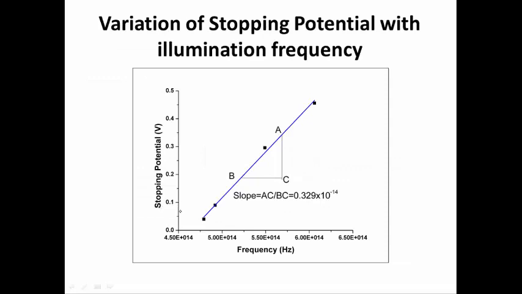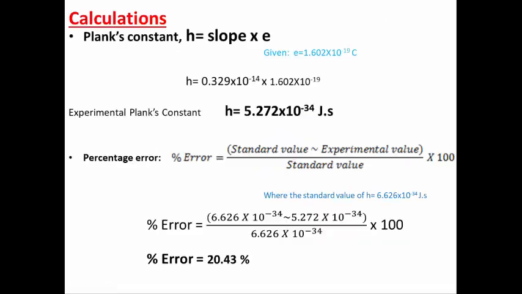If we plot the stopping potential as a function of frequency, we will get this kind of line. Now, we are supposed to find the slope of this line. The slope is given by the opposite side divided by the adjacent side, that is AC divided by BC. Here, the slope is equal to 0.329 into 10 power minus 14.